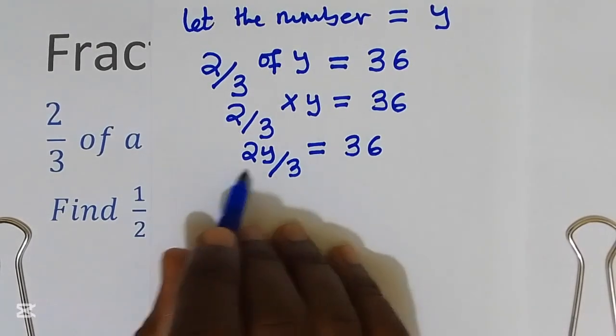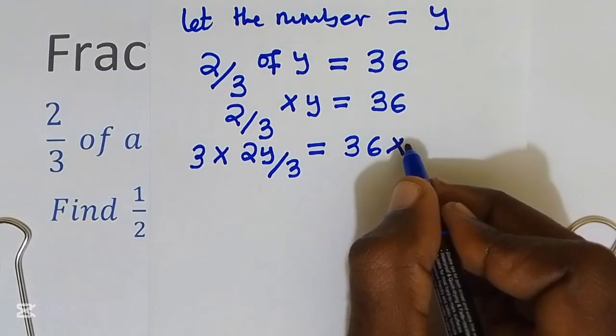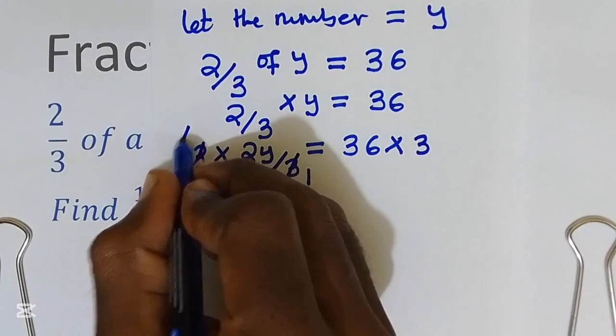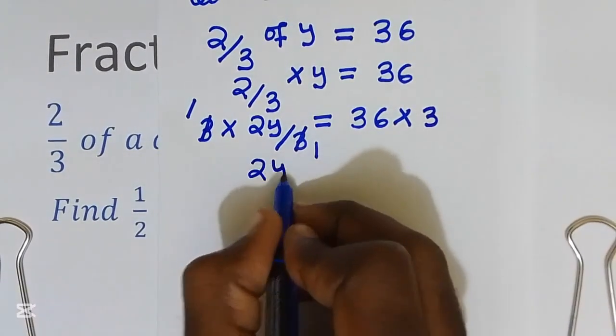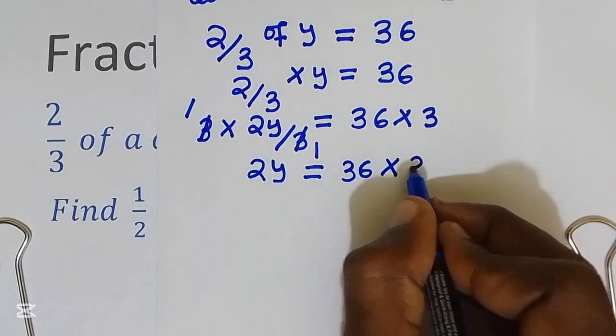Multiplied by 3 throughout, we are going to multiply by 3. And to the right side, also, we are going to multiply by 3. By 3, 1. By 3, 1. We got 2y. This is equal to 36 multiplied by 3.